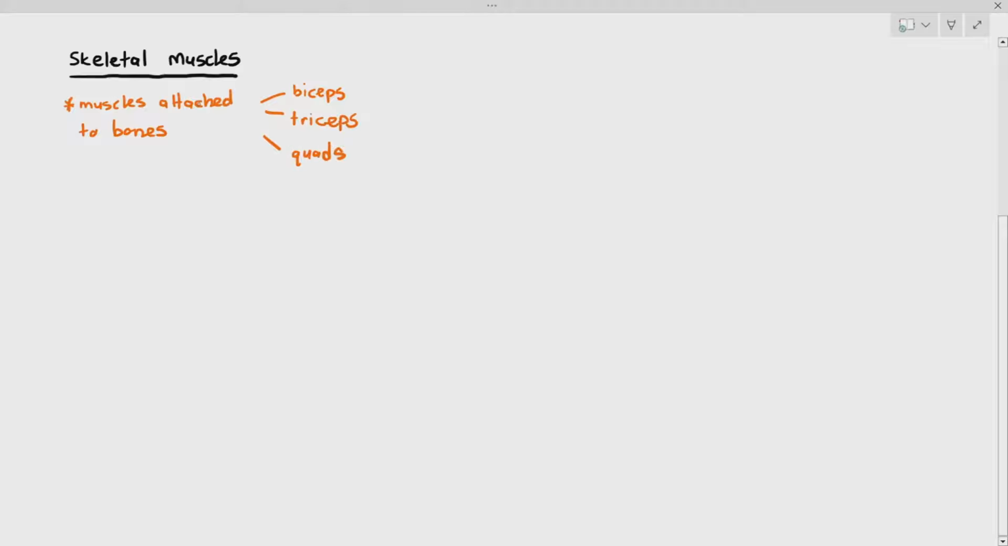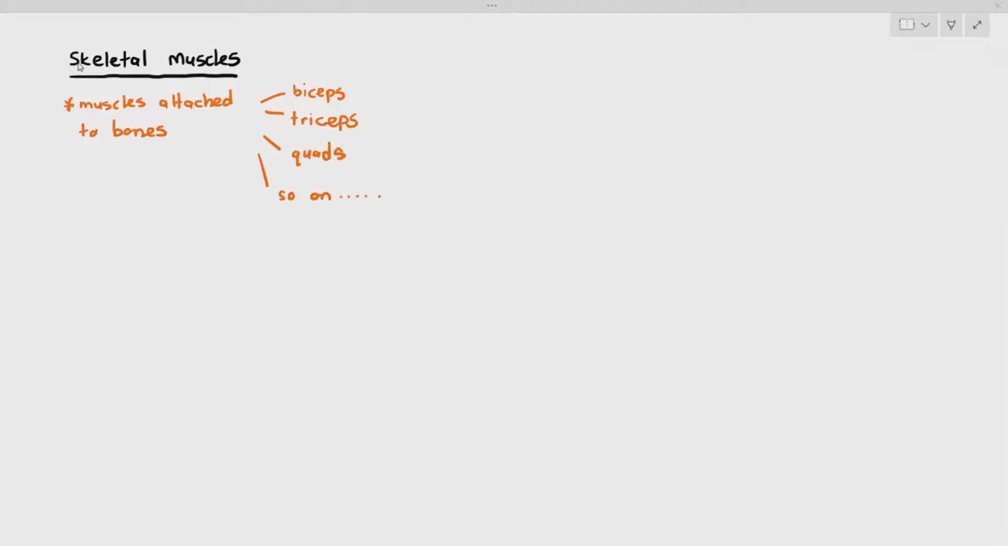Okay, so for this particular video, we are going to be looking at the skeletal muscles. So the first part of this video is just going to be looking at the structure of the skeletal muscles, the important organelles and such. Now, skeletal muscles are just muscles attached to our bones.